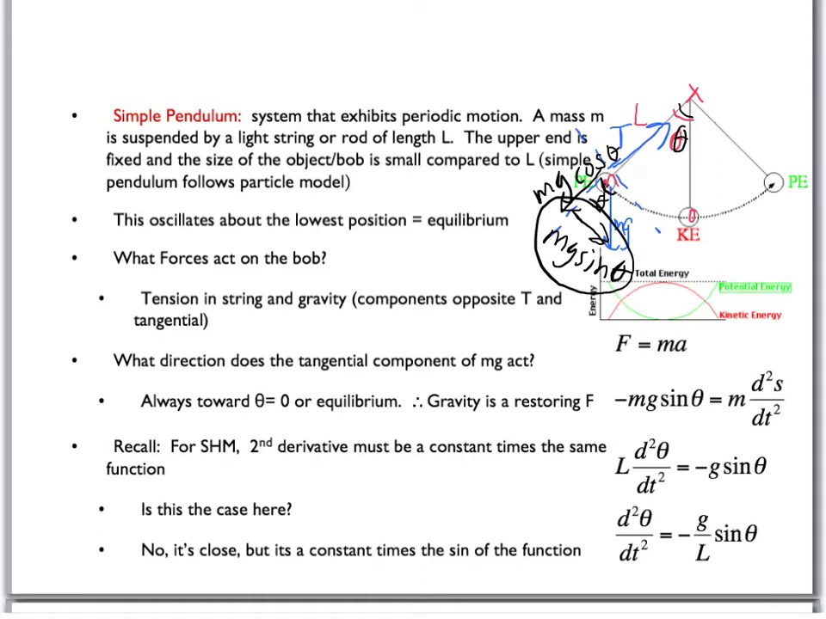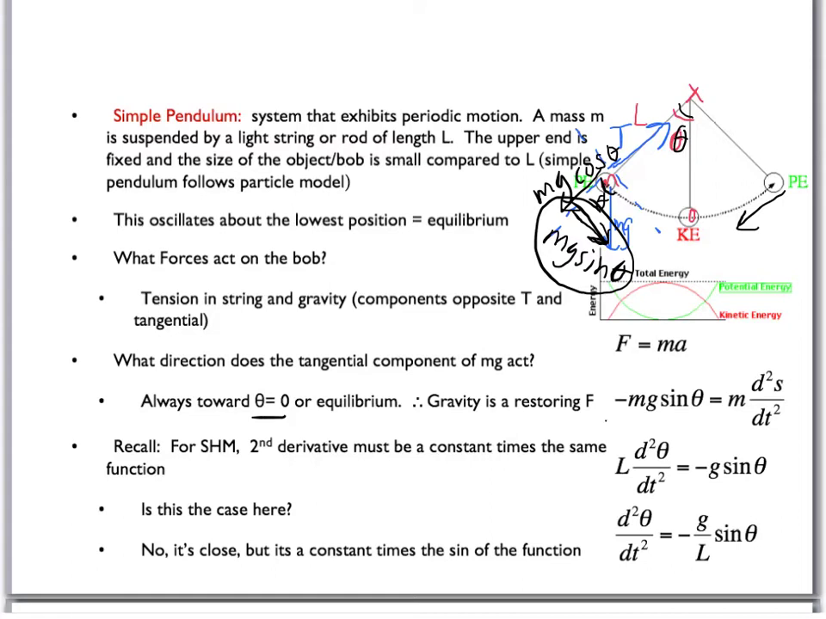Now, as we look at the tangential component of mg, if we really wanted to define the direction that it acted, we see it acting this way here, but if we went over to this side, it would be acting this way. So really what we could say is that it's always acting towards the equilibrium position, towards theta equals 0, which ultimately means that gravity is going to act as a restoring force.